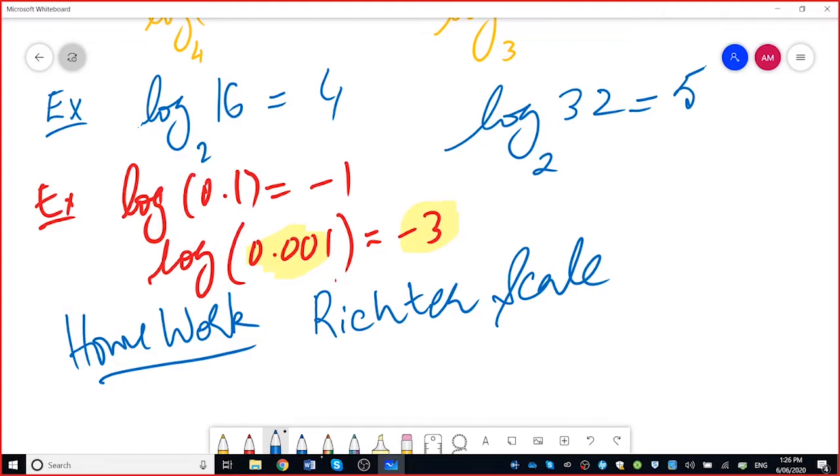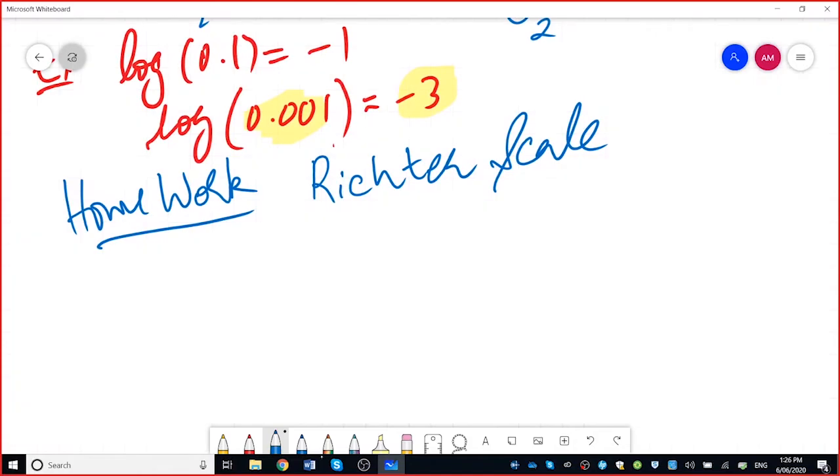Okay, let's do some questions and see how we move forward. Can you write the logarithmic representation for r raised to the power p is equal to q?